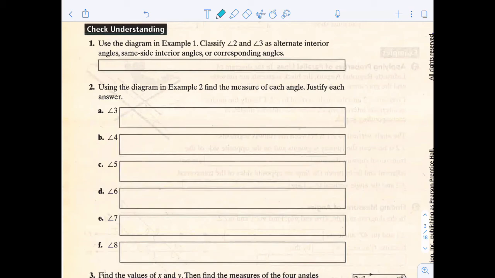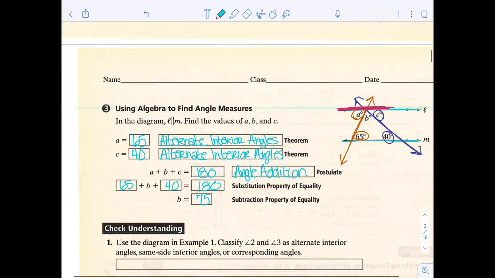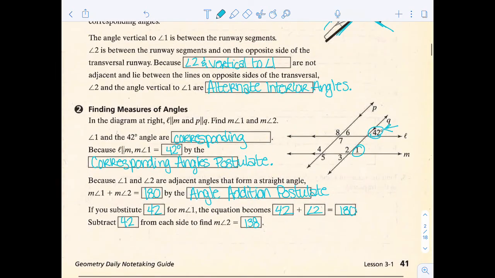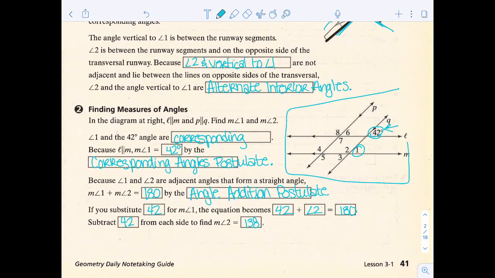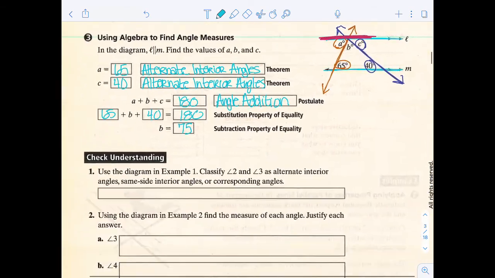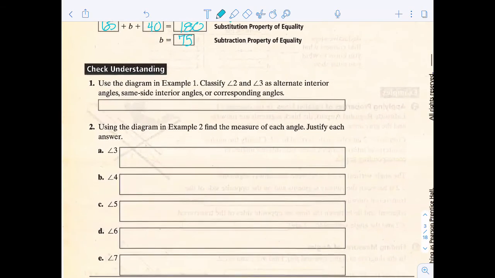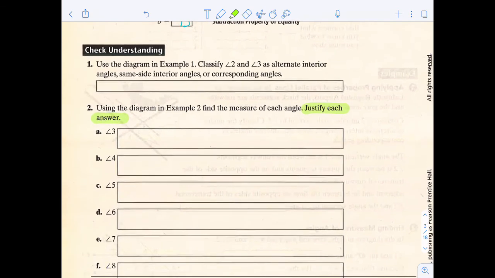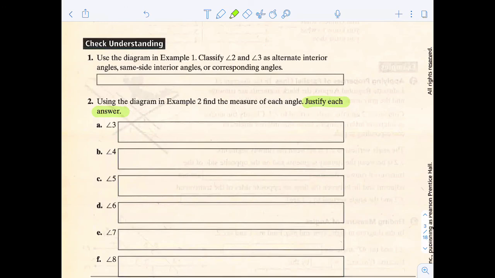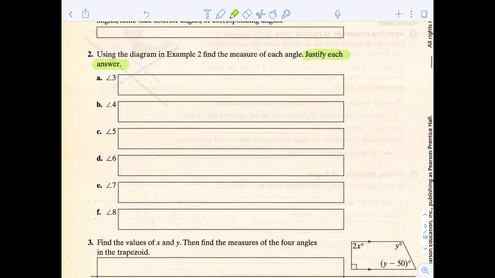Then number 2, use the diagram in example 2 to find the measure of each angle. So we look up in example 2. We're going to use this picture right here to find the measure of each angle, and then please do not forget to justify each answer. You need to have a theorem or a postulate that tells us why you know this.